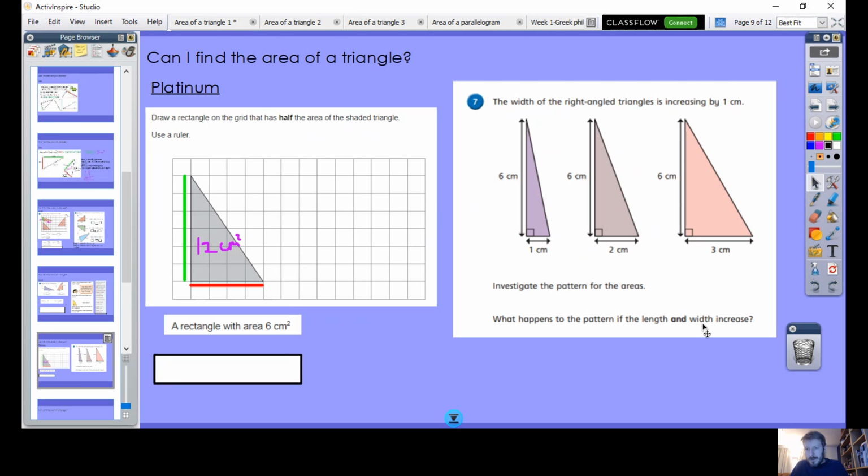And then, like I say, we'll have a look at and have a chat about some of the answers you come up with for that one, or be able to have a look on Dojo.